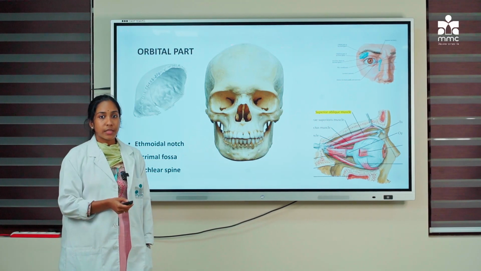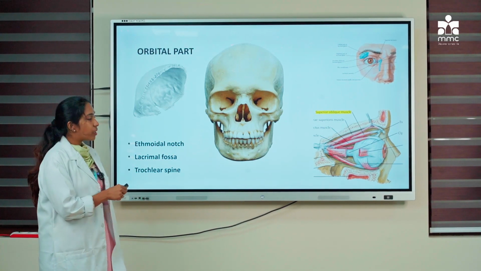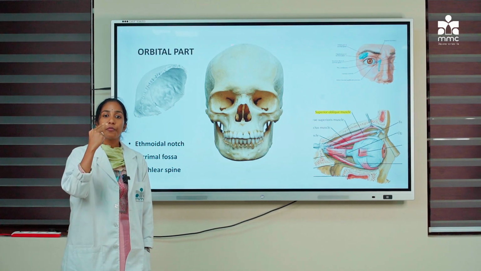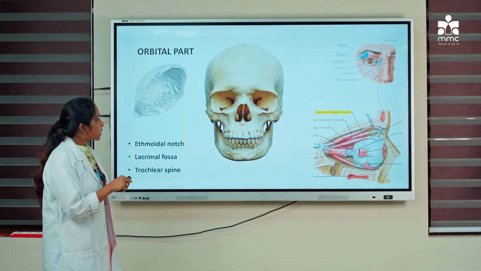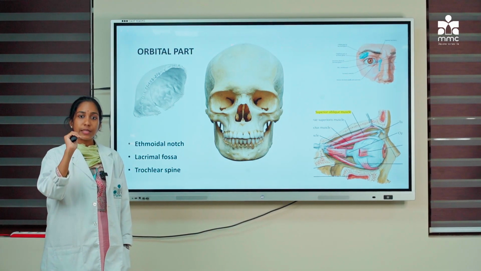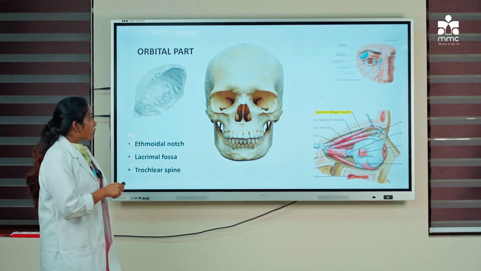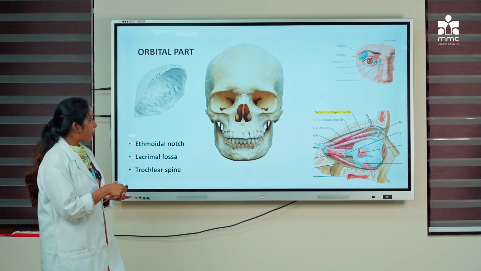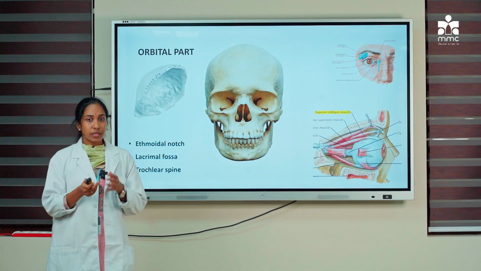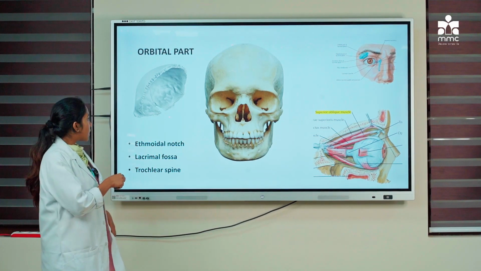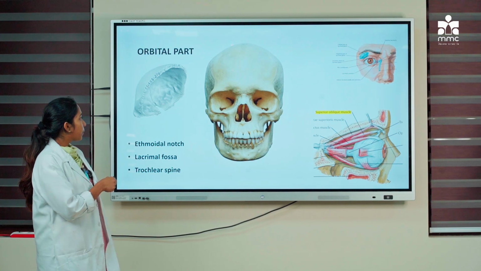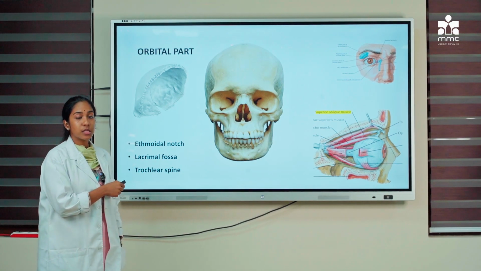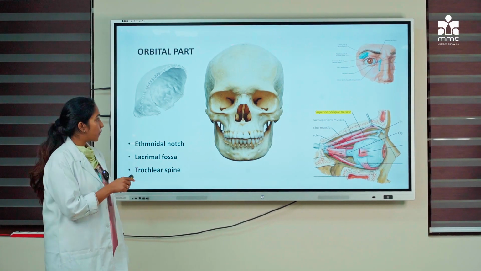Coming to the orbital part, as I said, the orbital part forms the roof of your orbit. It is directed transversely backwards. So it has two surfaces. The surface which forms the roof of the orbit is called the orbital surface. The surface which lies inside, which is facing the cerebrum, is called the cerebral surface.